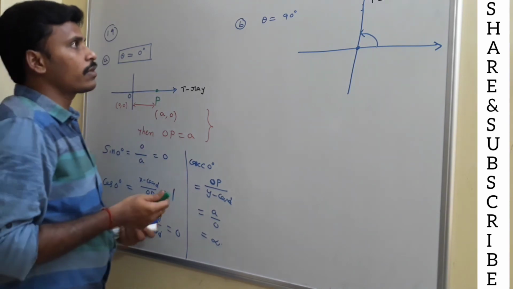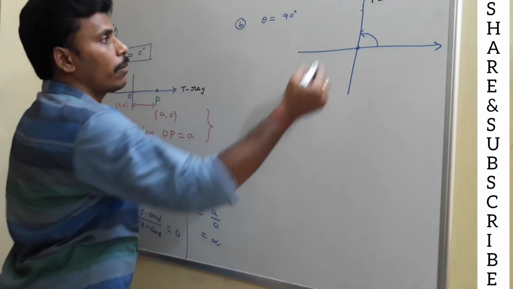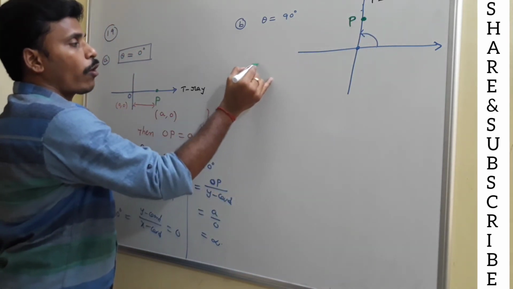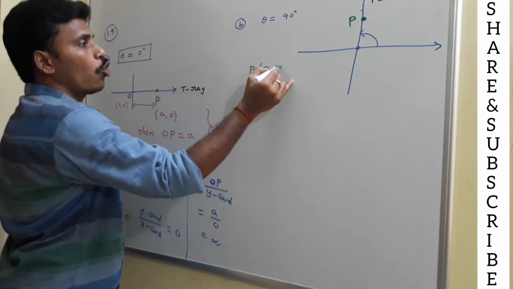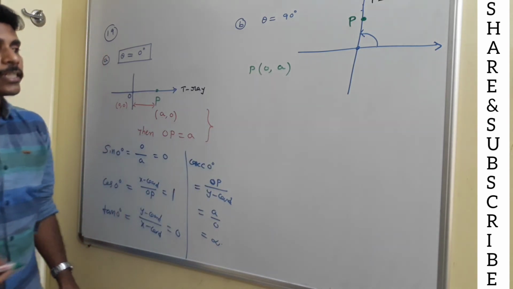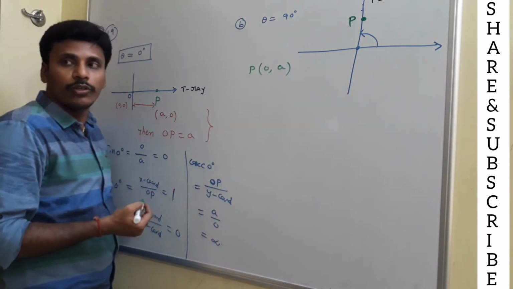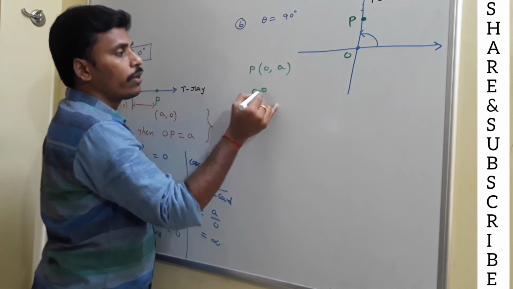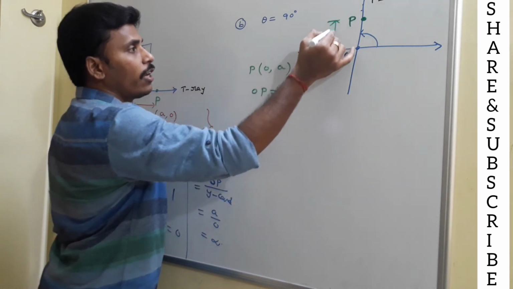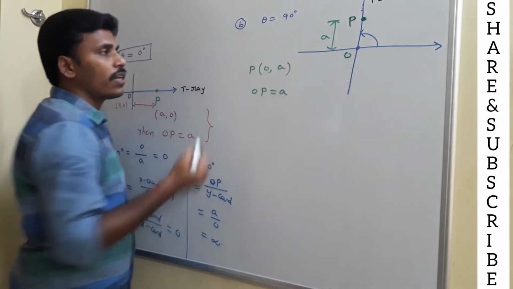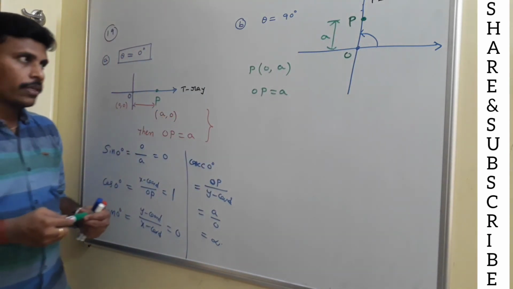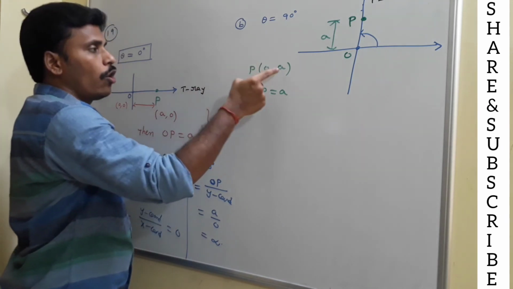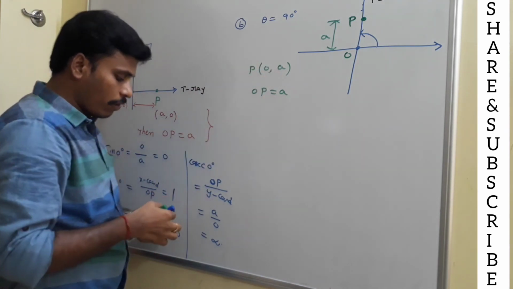Again, the next step is identifying a point P on this terminal ray. Suppose this is a point P on the terminal ray, then for that point P the coordinates are 0 comma a. Its x coordinate is 0 and the y coordinate value is a. This is the origin, we know that, and OP is again a. This distance is again a. If this distance is a, then only we say the point P is 0 comma a. Now here for 90 degrees, the x coordinate is 0, the y coordinate is a, and the OP value is a.